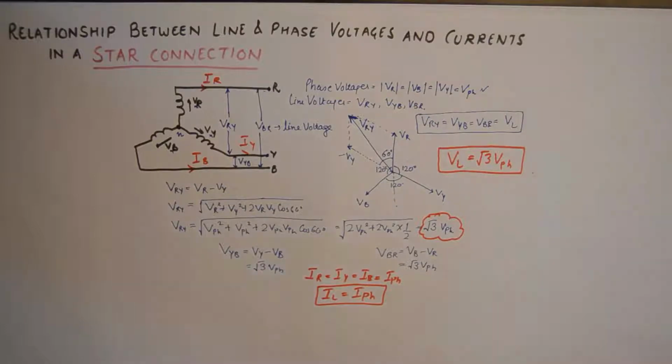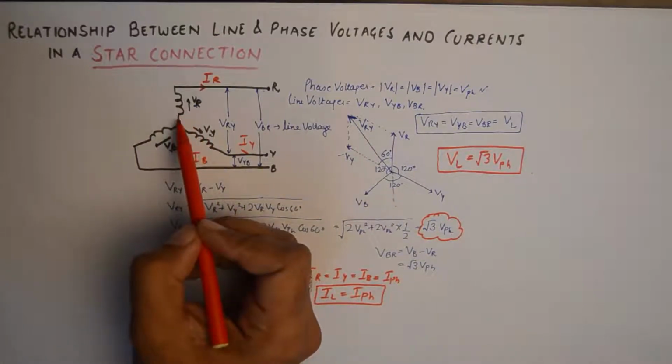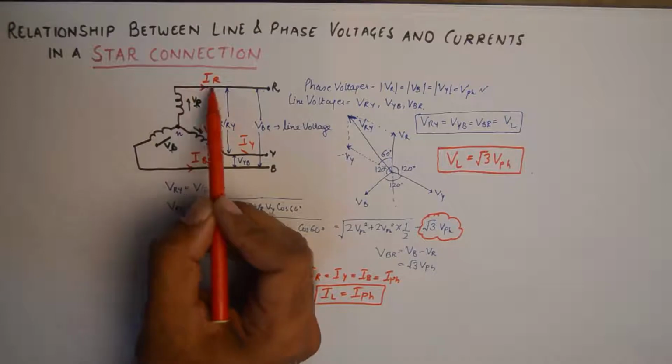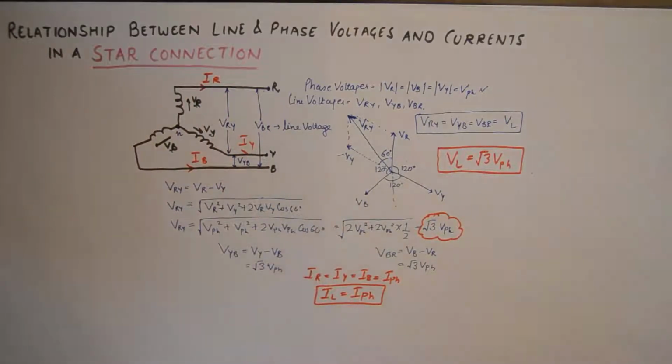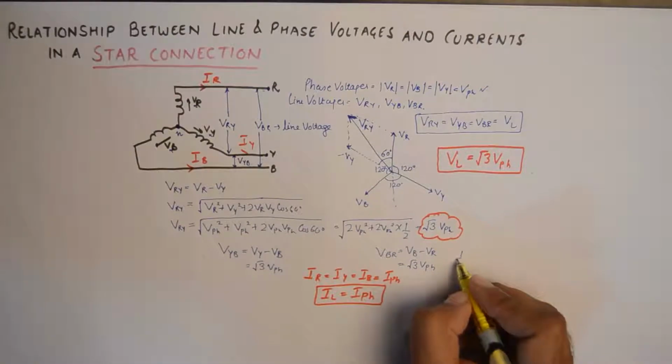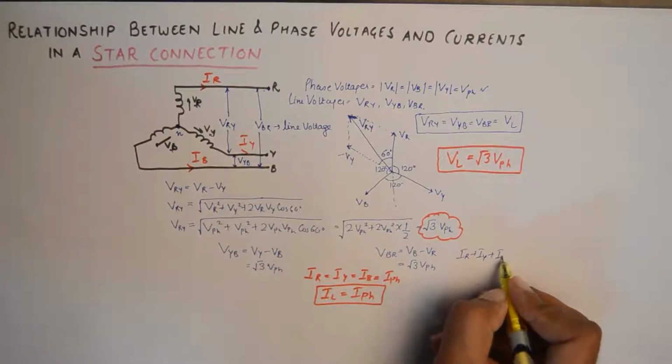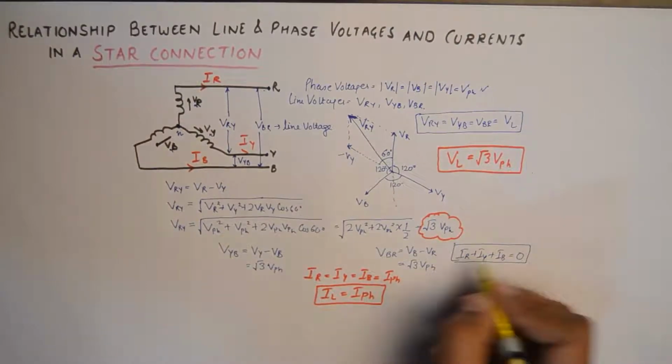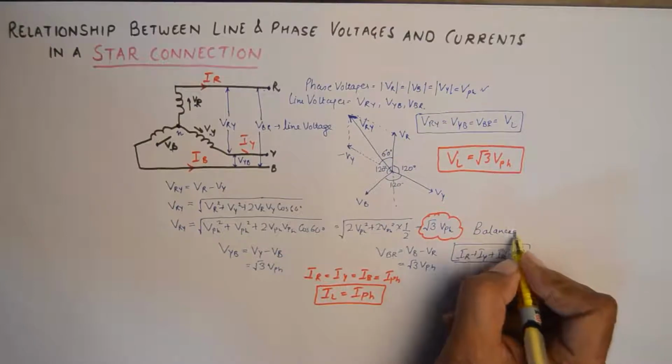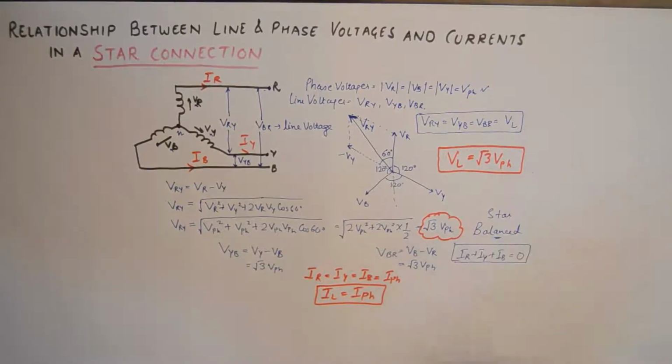Now we know that in star connection the line current in each line is the same as the current in the phase winding. So the current in the phase winding is being sent to the line. There is no further distribution of this current. There is no further division of this current. So very important point to understand. But this is how simple the relationship of line and phase currents is. And finally, in a balanced star connection, IR plus IY plus IB are always equivalent to zero. So this condition is always met when the star is a balanced star.